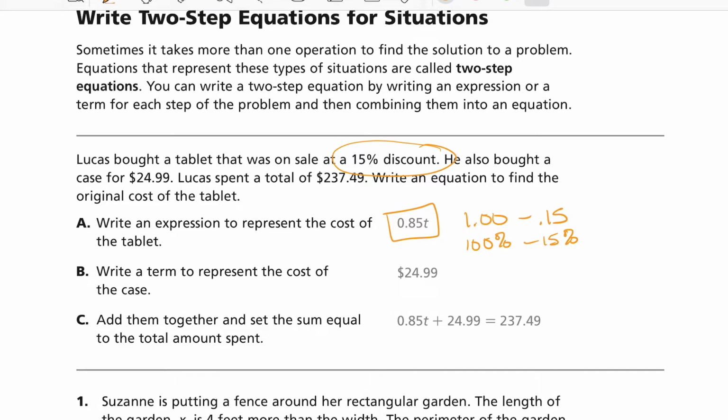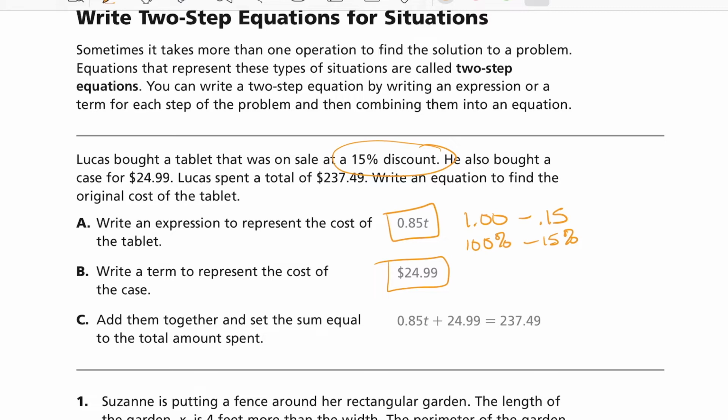And then a term to represent the cost of the case. So there was no discount with the case. It was just a flat rate. It has nothing to do with T, the tablet, or the discount. So this is its own piece.